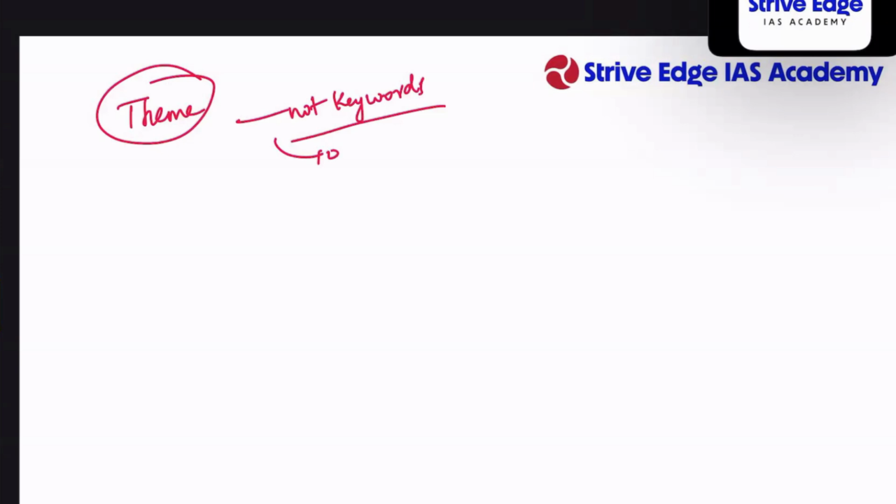So some basic mistakes to avoid. Sometimes what we do is we identify some keywords, and on that particular keyword only we write multiple things, and we miss the theme. So the theme is important. The theme is all about not just keywords, not just the thinkers or the philosophers, not all this.